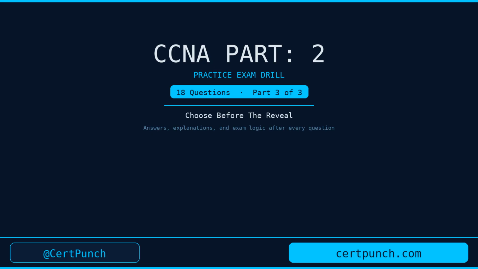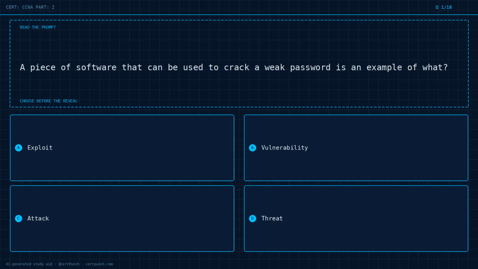Let's get into it. Question 1 of 18. A piece of software that can be used to crack a weak password is an example of what? Option A, exploit. Option B, vulnerability. Option C, attack. Option D, threat. Choose the best answer before the reveal. Commit to it now. The answer is Option A.